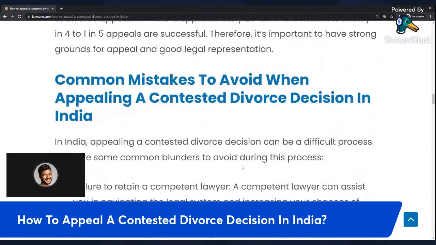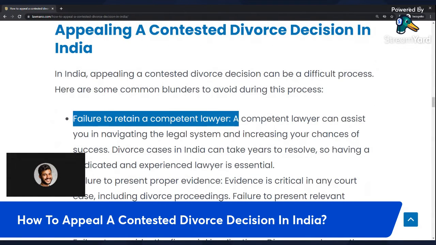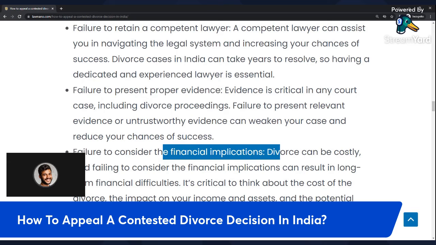So what are the common mistakes that you need to avoid? First thing is, obviously, you have to have a competent lawyer. If a competent lawyer is not there, he or she will not be able to figure things out, and will not be able to defend you properly. Again, if you do not have any evidence, it is very difficult to win, and to apply against the appeal or the judgment. And again, you have to make sure that you are financially and mentally prepared, because it will take a lot of time and it will put a lot of stress on you financially and also emotionally. So you have to be very, very aware of it.